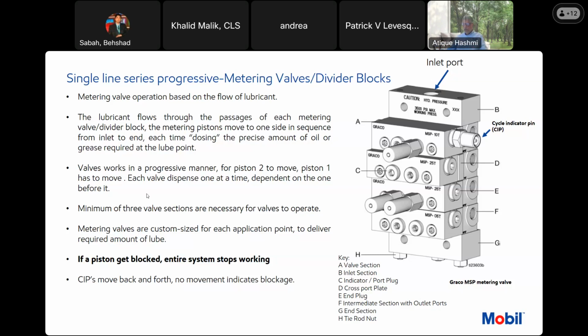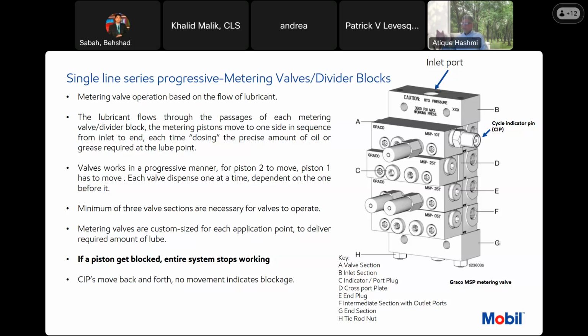Valves in progressive metering work in a progressive manner. For piston 2 to move, piston 1 has to move. What I was saying is that if, let's say, piston 1 is blocked, it will not move piston 2, and then piston 2 will not move piston 3. So if a piston gets blocked, the entire system stops working. And the best way to install, Bashar, to your question, this cycle indicator pin is installed here. When the whole system is working, this pin will move back and forth.